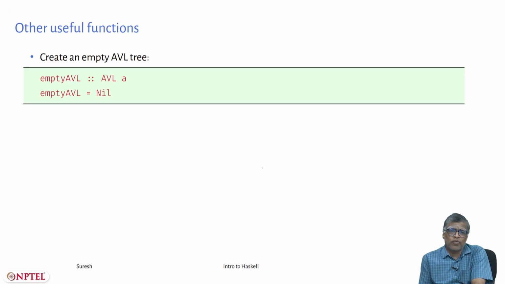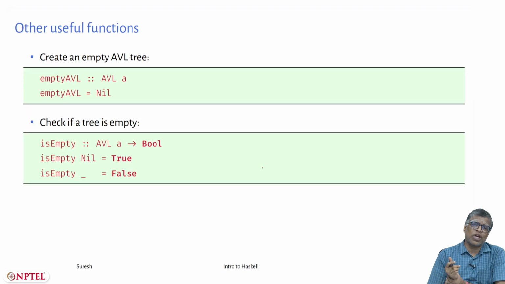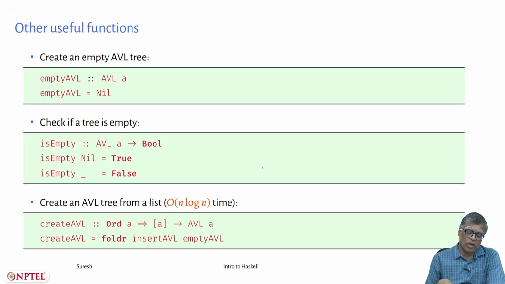Now you can have other useful functions. The empty AVL tree is just nil. You can check if an AVL tree is empty or not. IsEmpty of nil is true, IsEmpty of anything else is false. You can create an AVL tree and that is nothing, you can just do a foldr of insert AVL, empty AVL. Start with the empty AVL and keep on doing insert AVL of every element, and each insert takes time log n. There are overall n elements that you do. So to create an AVL tree you require time n log n.